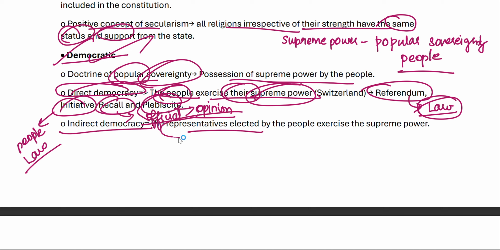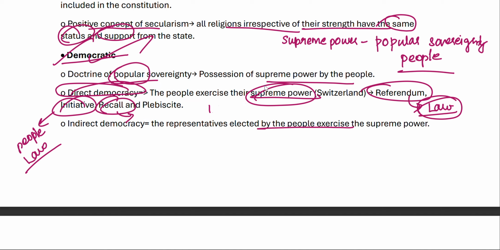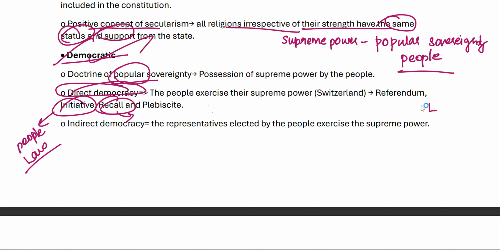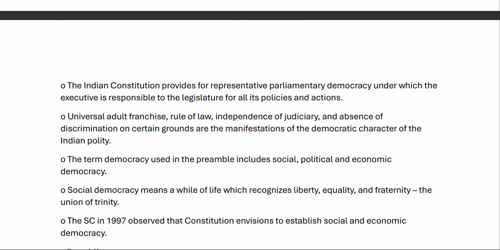Indirect democracy is when the representatives elected by the people exercise the power. You are being elected by the people and you exercise the supreme power. Elections constitute indirect democracy.